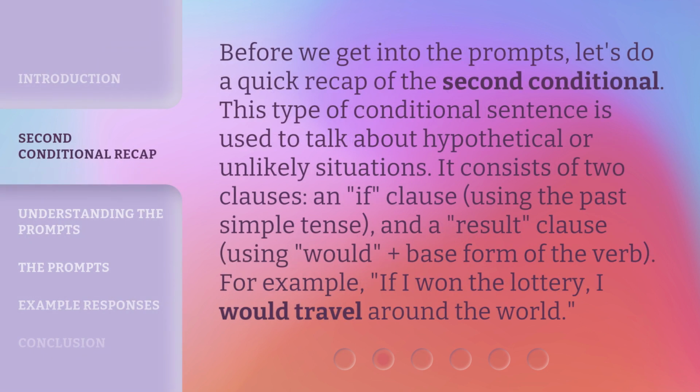Before we get into the prompts, let's do a quick recap of the second conditional. This type of conditional sentence is used to talk about hypothetical or unlikely situations. It consists of two clauses, an if clause, using the past simple tense, and a result clause, using would plus base form of the verb. For example, if I won the lottery, I would travel around the world.